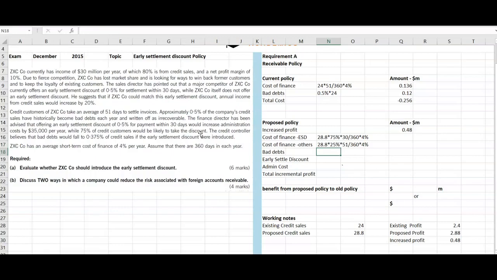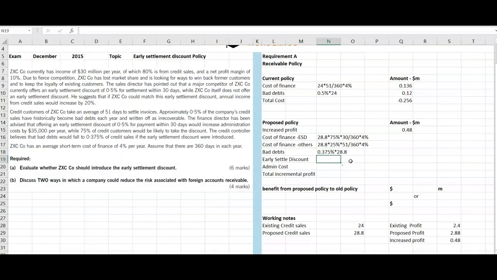So now we'll find out the bad debts. They say the credit controller believes that bad debts would fall to 0.375 of credit. So we already have a credit sales calculation. We'll copy that and paste. So the cost is going to change. It's going to be 375, and the sales number is not going to be 24. It's going to be 28.8, and we'll start from the early settlement discount.